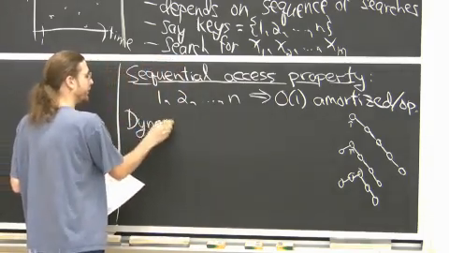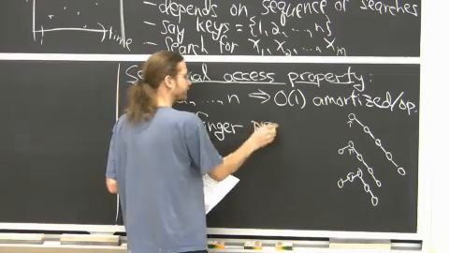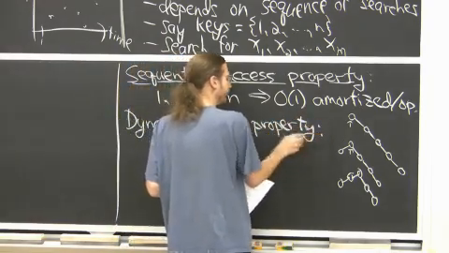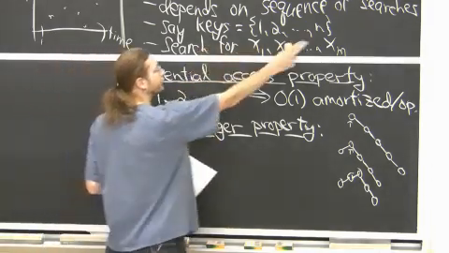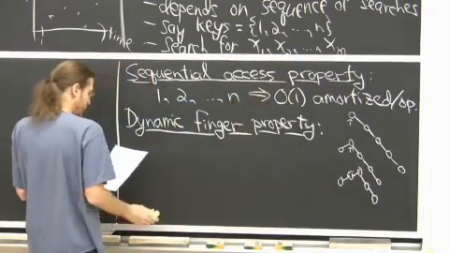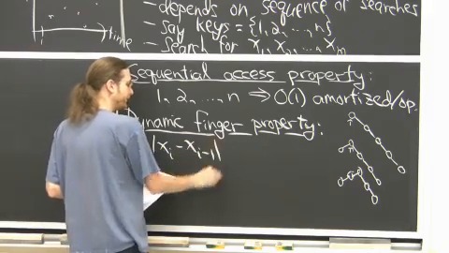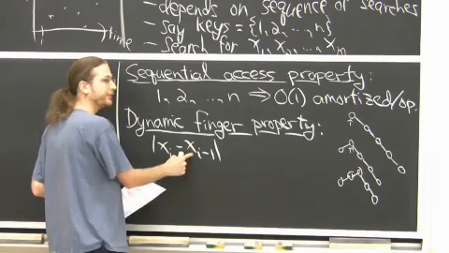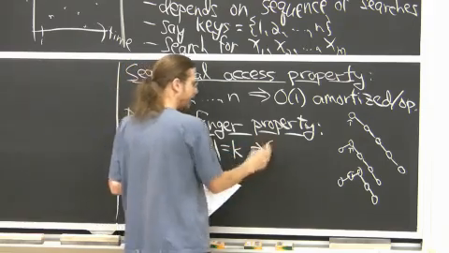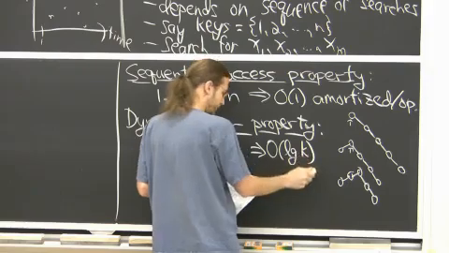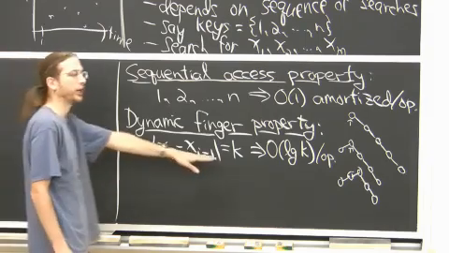A stronger version of the sequential access property, a little more interesting, is the dynamic finger property. This is something that should hold for every access sequence, and it gives you a measure of how expensive an access sequence is. So we're doing x1, x2 up to xm, and we measure the key distance between our current access xi and the previous access xi minus 1. If that equals k, then ideally we should be able to do log k amortized per operation. So in the worst case, this is going to be log n.